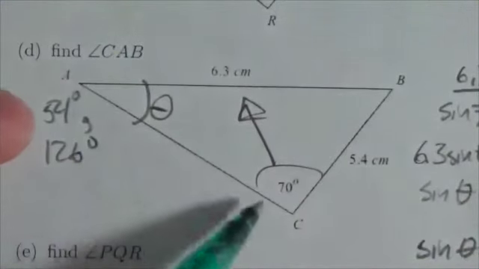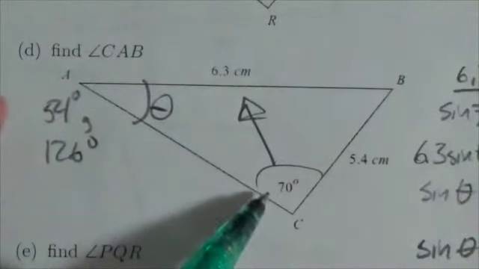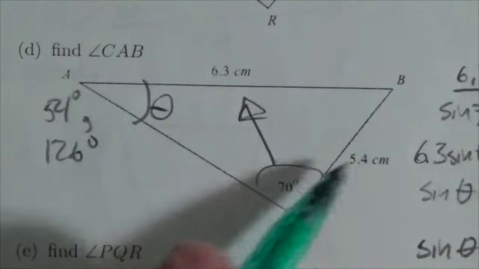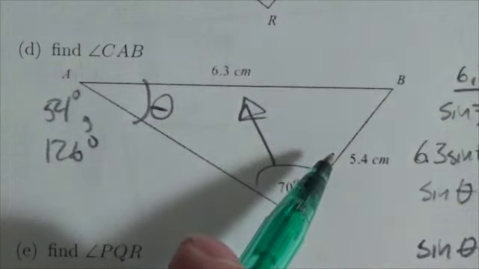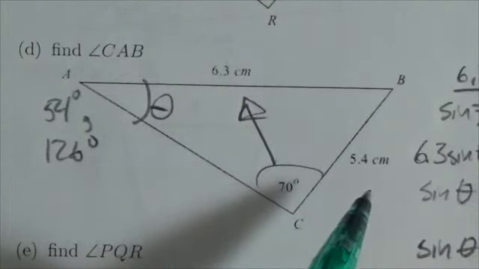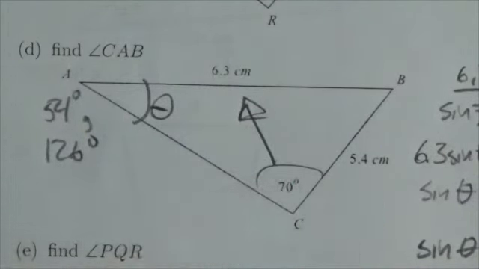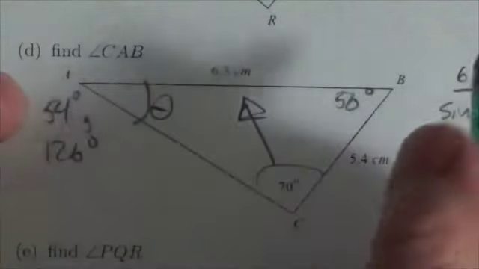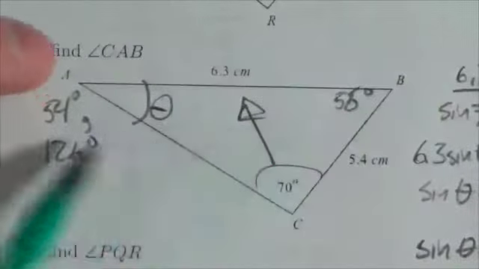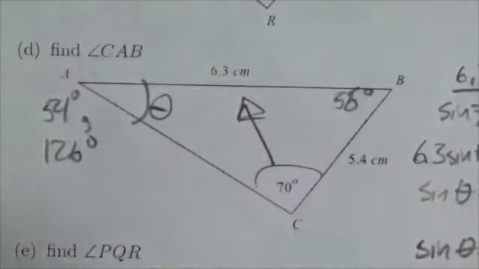Now, if it's 54 degrees, let's just think about what this is going to look like here. That makes our final angle here, if we take a look at it, 180 minus 54 minus 70, that makes this angle up here 56 degrees. Now that makes sense. There's nothing wrong with that angle. 54, 56, 70 makes perfect sense.